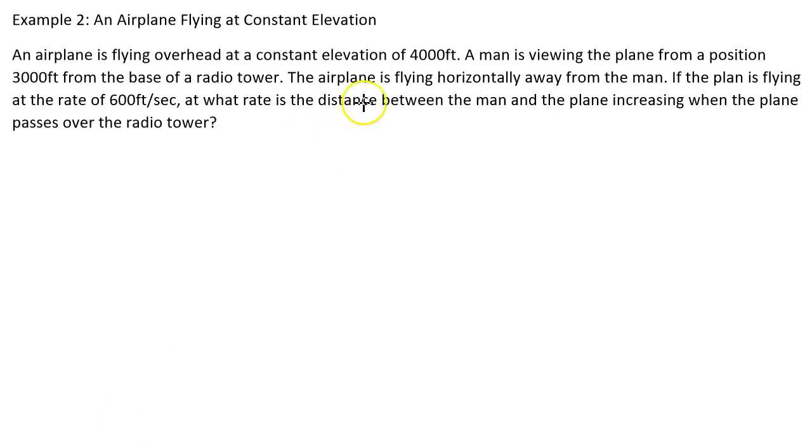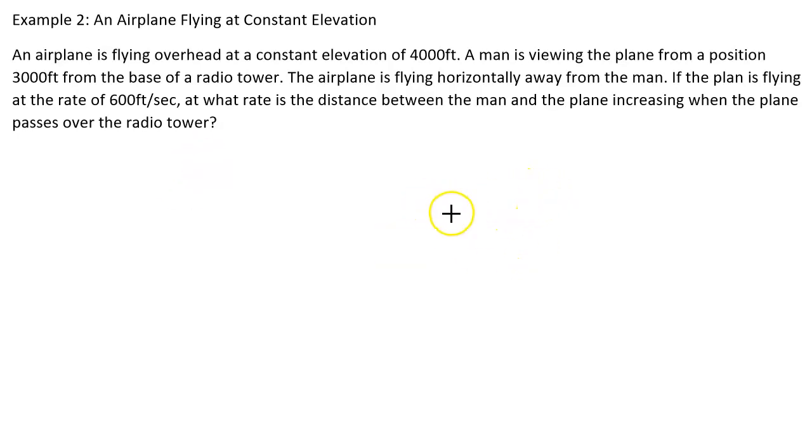All right, let's jump into example 2. So example 2, we have an airplane flying overhead at a constant elevation of 4,000 feet. A man is viewing the plane from a position 3,000 feet from the base of a radio tower. The airplane is flying horizontally away from the man. If the plane is flying at the rate of 600 feet per second, at what rate is the distance between the man and the plane increasing when the plane passes over the radio tower?